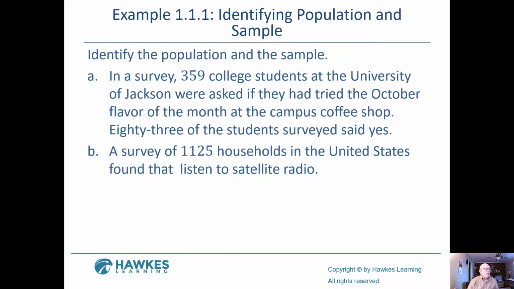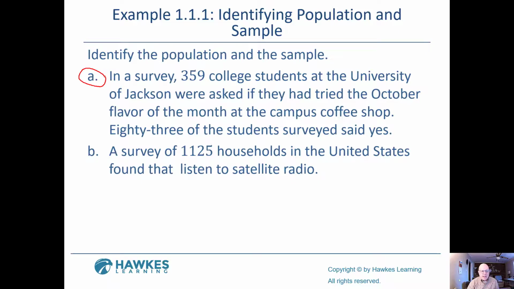So here are a couple of items you can try. Hit the pause button, space bar, whatever you need to, and figure out what the population is for A. Find out what the sample is for part A. Write them down on a piece of paper. Have a piece of paper with you so that you can't cheat and say, well, that's not what I meant. I really meant whatever the correct answer is.